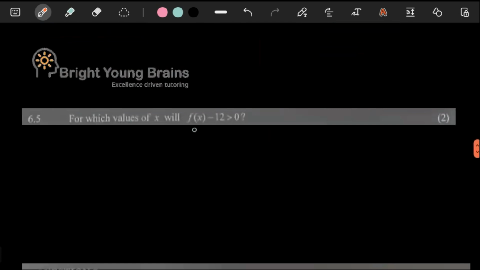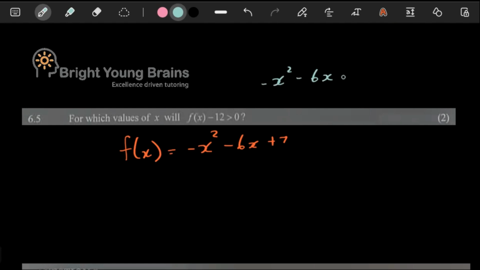6.5 says, for which values of x will this be bigger than 0, for 2 marks? Where's f of x? f of x is equal to negative x squared minus 6x plus 7. So here it says negative x squared minus 6x plus 7, right? This is f of x minus 12 greater than 0.